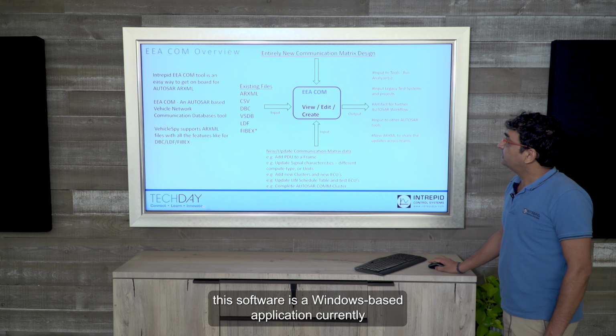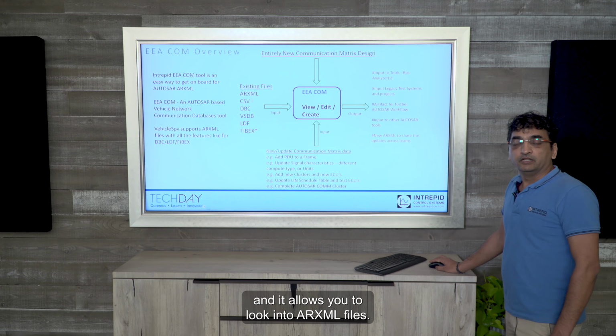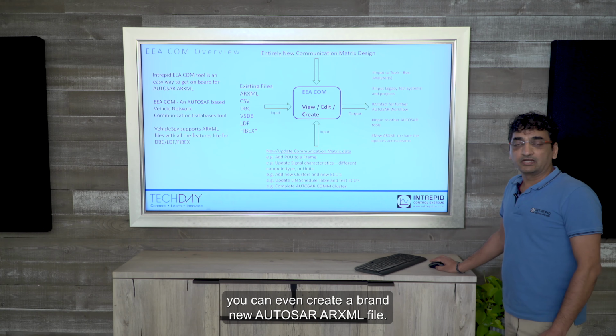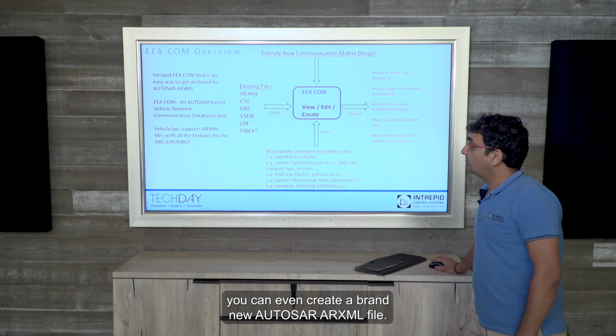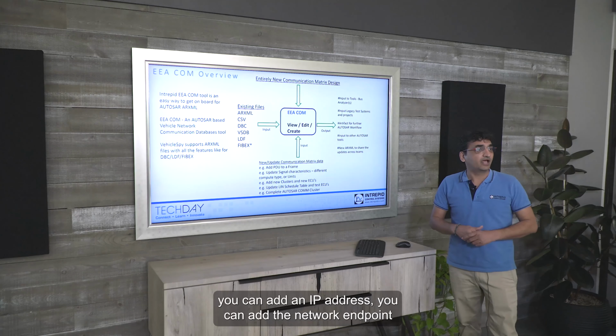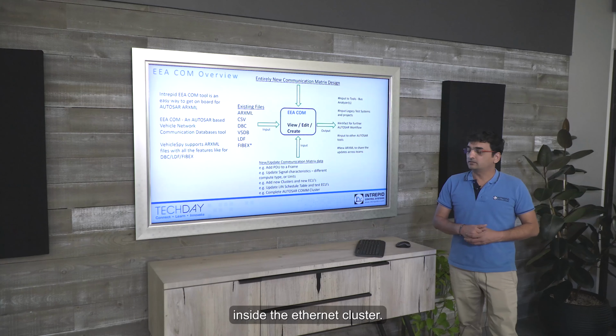Essentially, this software is a Windows-based application currently, and it allows you to look into ARXML files. You can load, view, and edit them, and you can even create a brand new AUTOSAR ARXML file. For example, if you want to add a network endpoint, you can add an IP address and the network endpoint, and assign that to different entities inside the Ethernet cluster.